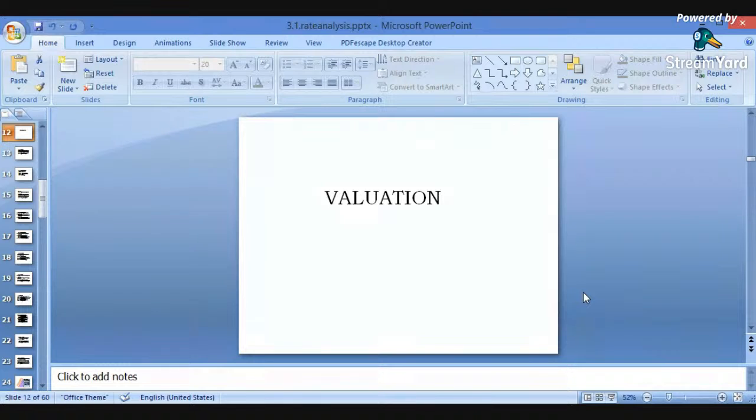Again, related with the cost estimations, the most important concept is related with the valuations. Valuation is again an important concept related with the rate analysis or cost estimations. So in today's lecture we will have discussions on valuations. Valuation is also required nowadays. Valuation plays an important role in order to find out the cost of any structures.